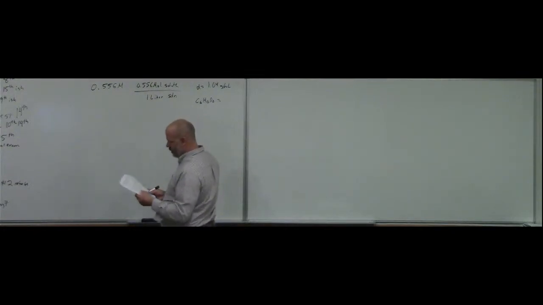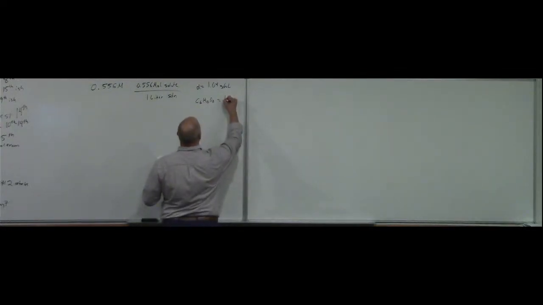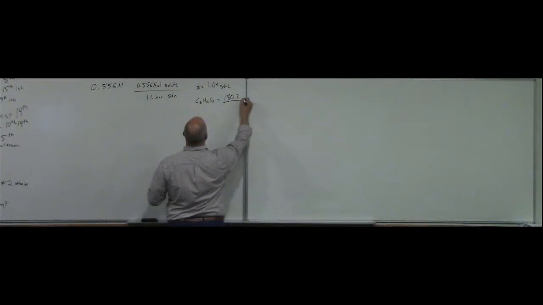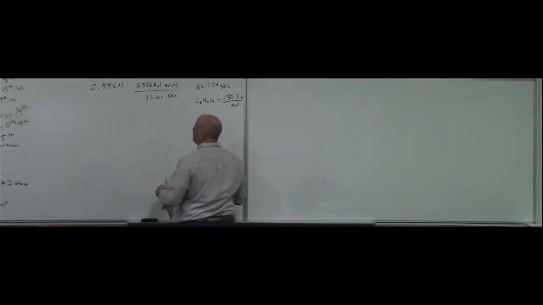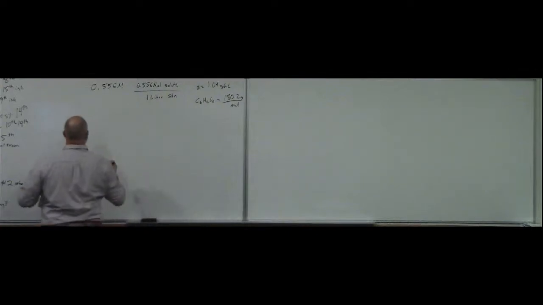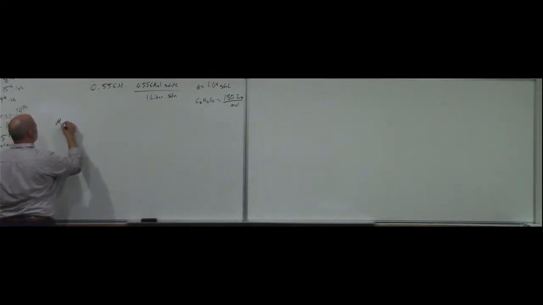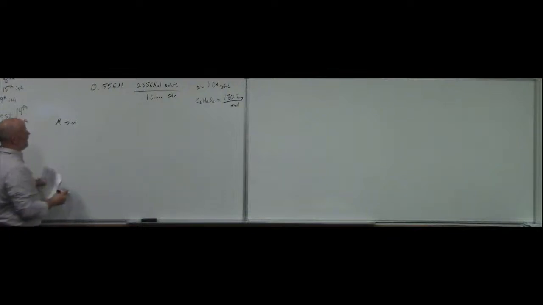Right, and so the molar mass of that is, I didn't write it down the other day, I don't even see it right on here. 180.2 grams per mole. So what we're going to do is get from molarity to molality.